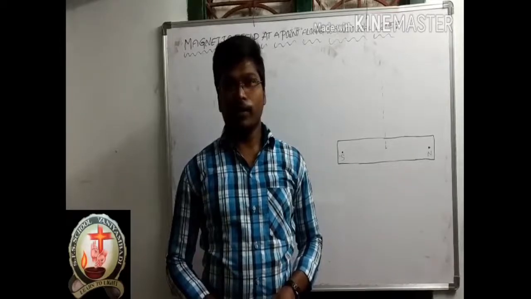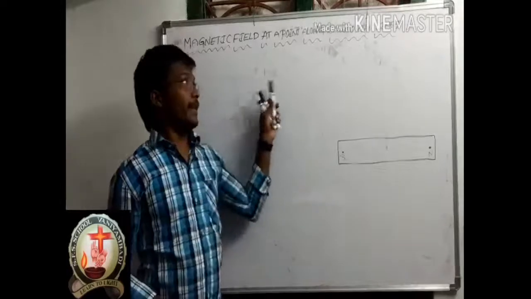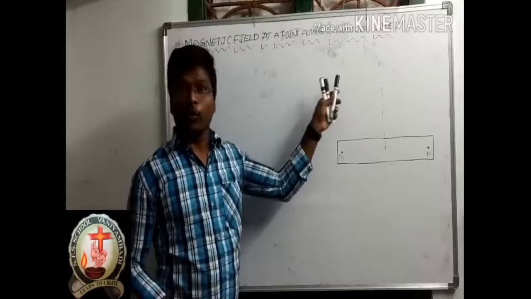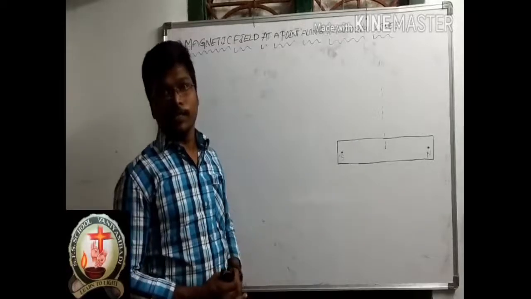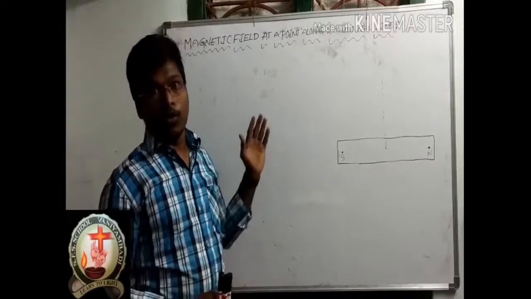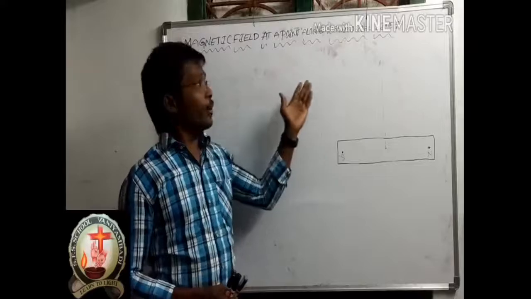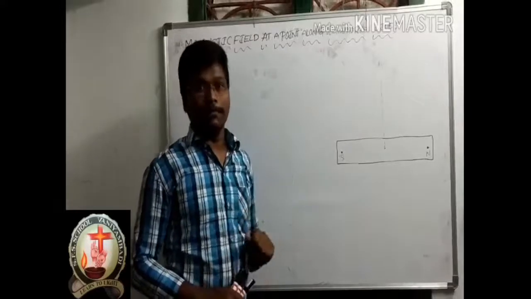Today we are going to discuss the topic: magnetic field at a point along the equatorial line. Yesterday we finished magnetic field at a point along the axial line. Now we are going to discuss magnetic field at a point along the equatorial line.